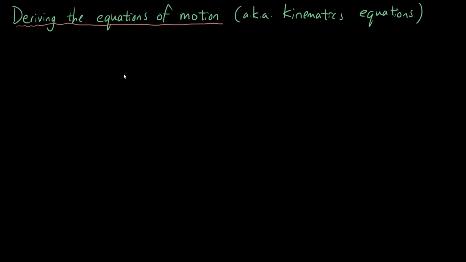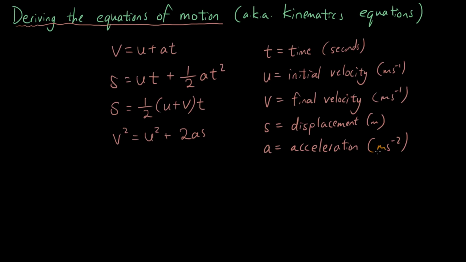In this lesson, we're going to show you how to derive the equations of motion, which are used a lot in physics to work out problems where the acceleration is constant. Another word for these equations is kinematics equations. So what are the equations? Let's write them out first.